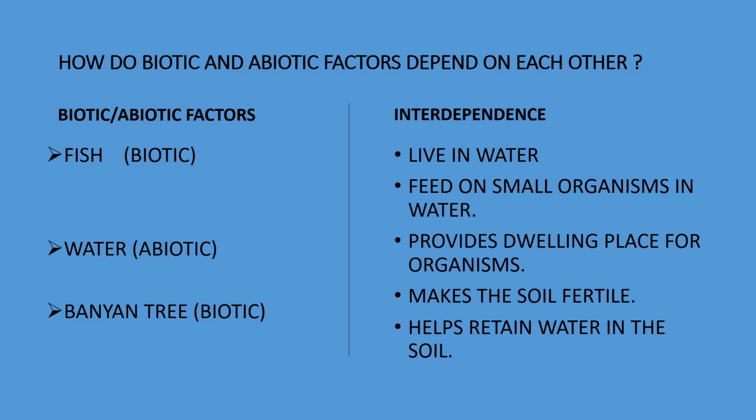How do biotic and abiotic factors depend on each other? Fish. Biotic factor. Live in water, feed on small organisms in water. Water. Abiotic factor. It provides dwelling place for organisms. Banyan tree. Biotic factor. It makes the soil fertile, helps retain water in the soil.